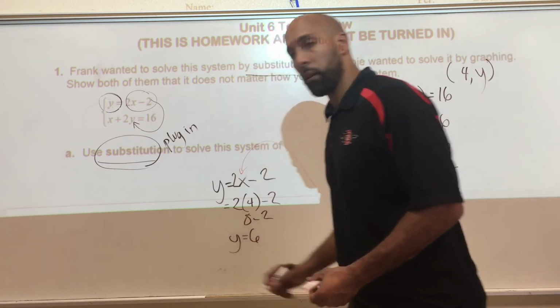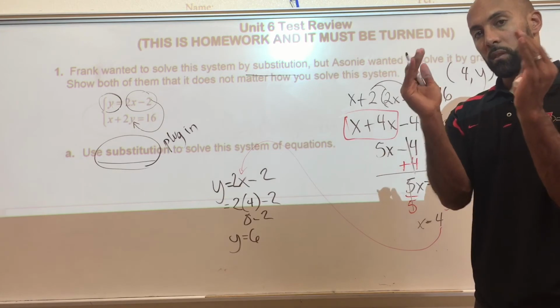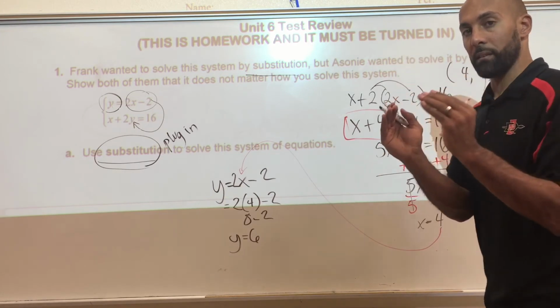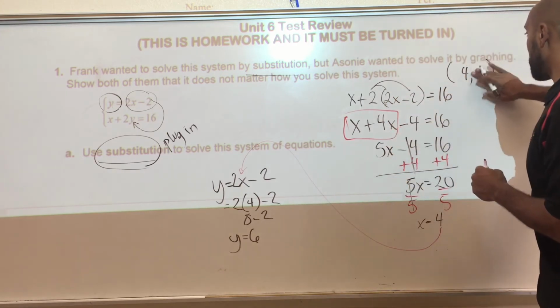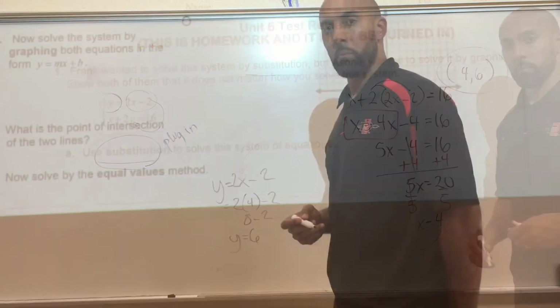So there's our y. And remember, don't just leave it like this. We want to bring the solution together to show that it's an actual point on a plane. Okay, it's a coordinate. So now our y is 6, and that's the answer we want to see.